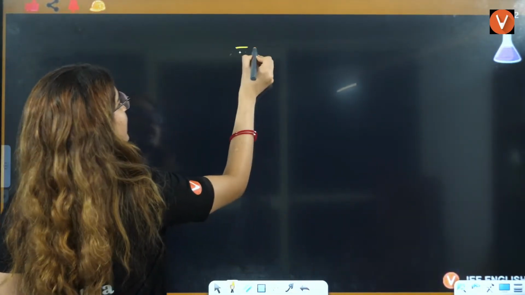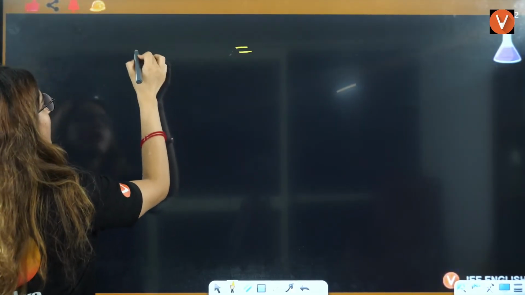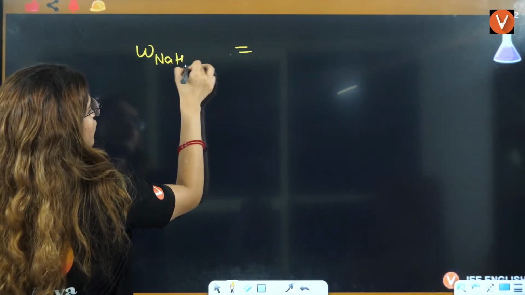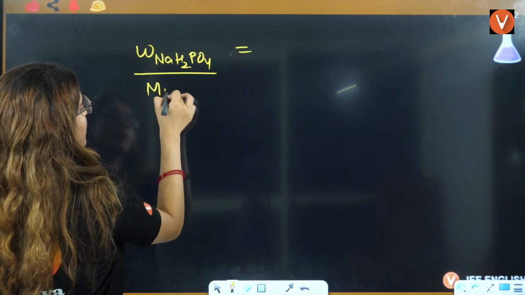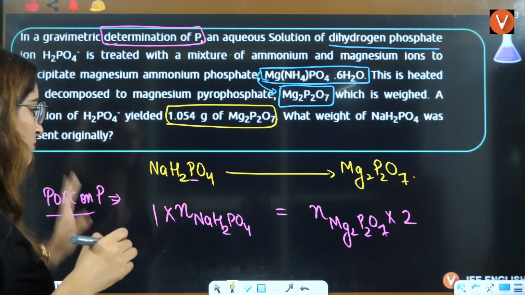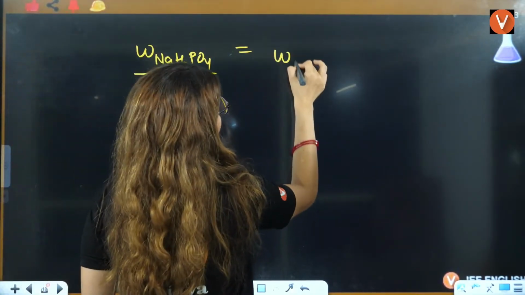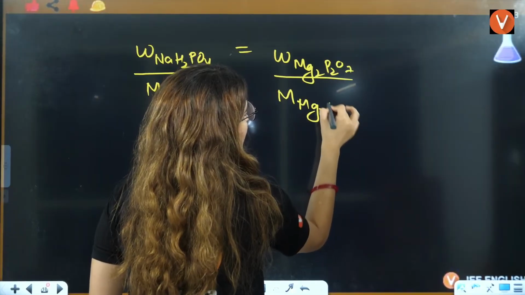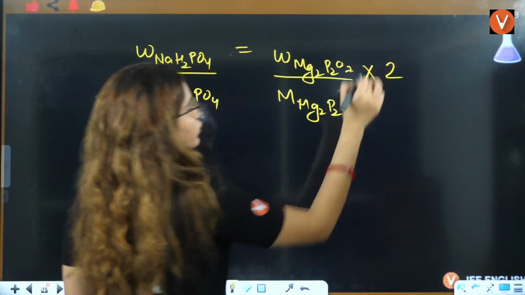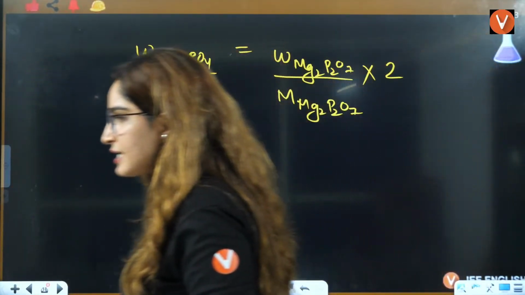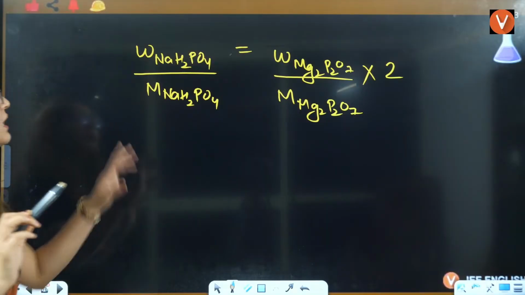Now if you solve this with the help of weight, we know that weight of NaH2PO4 divided by molar mass of NaH2PO4 equals 2 into weight of Mg2P2O7 divided by molar mass of Mg2P2O7. How many of you got this particular thing here? Right? Now, let's see this.